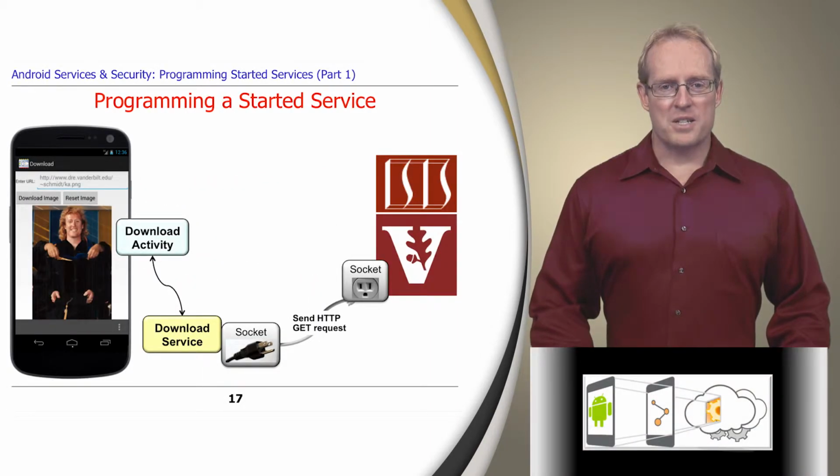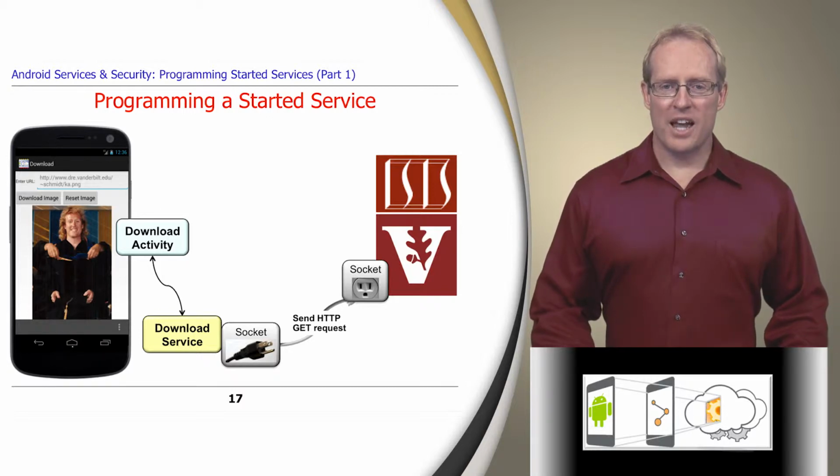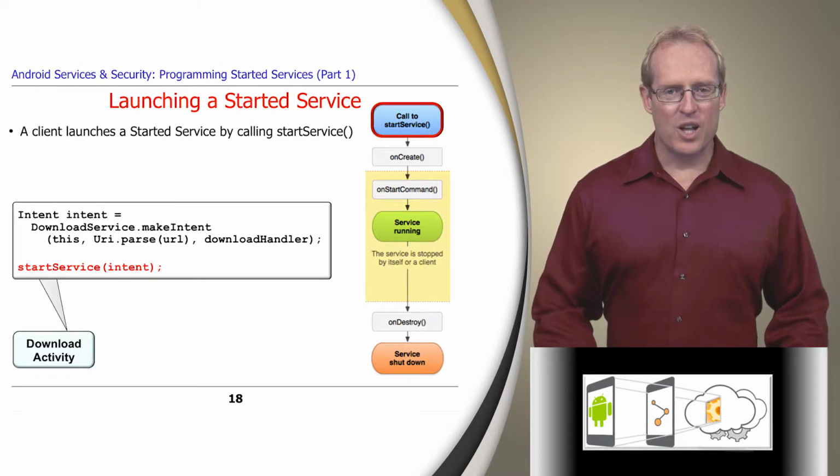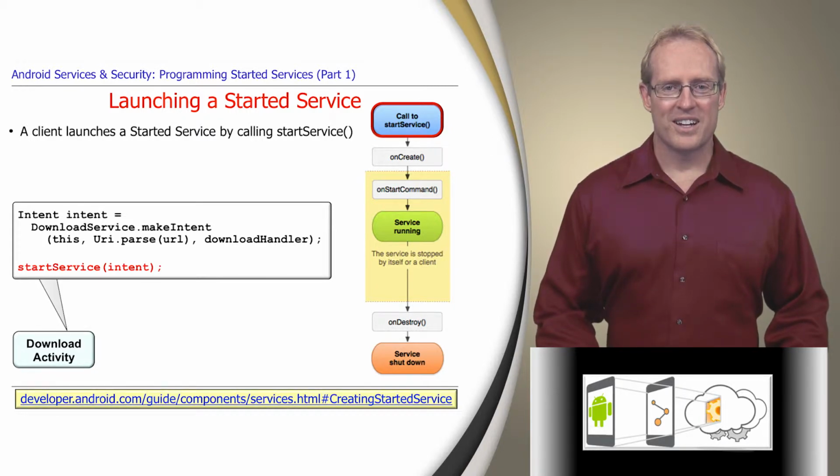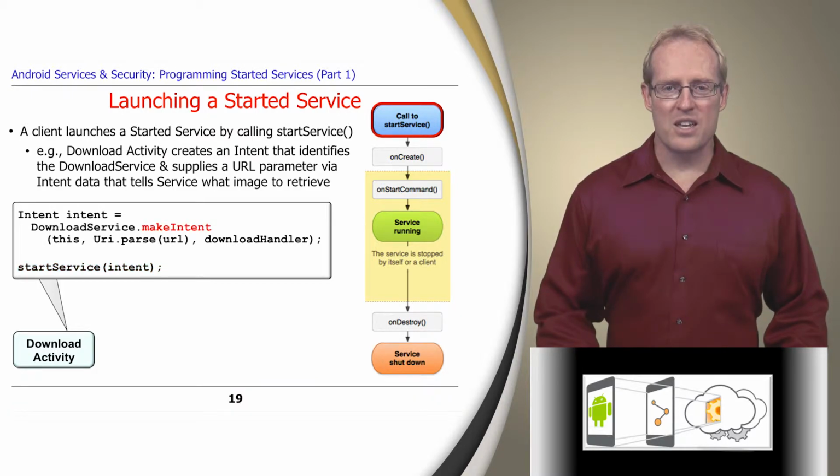We'll now summarize the steps involved in programming started services, using our download application as a running example to reify each step. In general, a client, typically an activity, launches a started service by calling the Start Service method, as discussed here. For example, the download activity uses a factory method to create an intent command that identifies the service to start, which in this case is the download service, and supplies a URL parameter via intent data that tells the service what image to retrieve from a remote server.